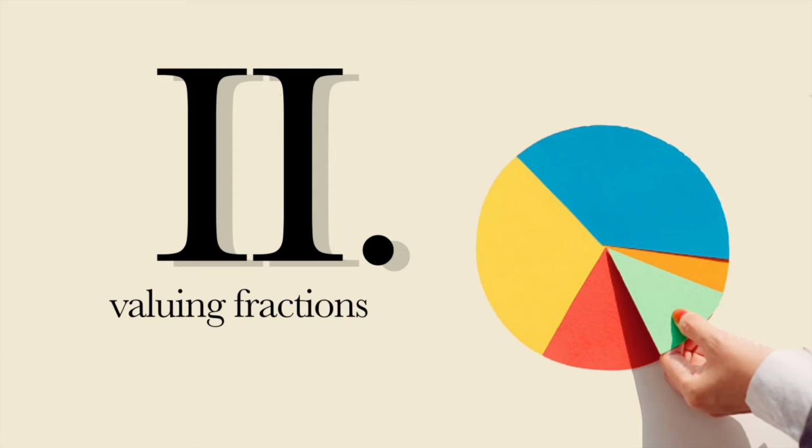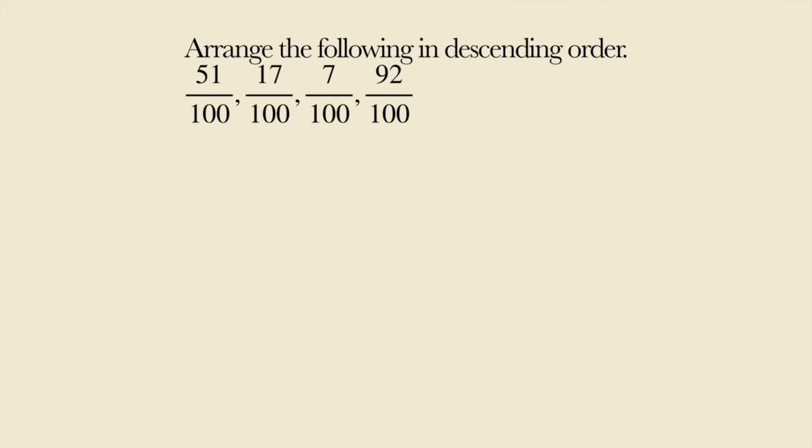This is part 2 of fractions, where we are going to value fractions, deciding which fractions are bigger or smaller. First question. Now, notice, number 1, that all the denominators are the same. Specifically, all of them are 100. So the way I think about this is like the scores for an exam, right? 51 out of 100 and so on and so forth.